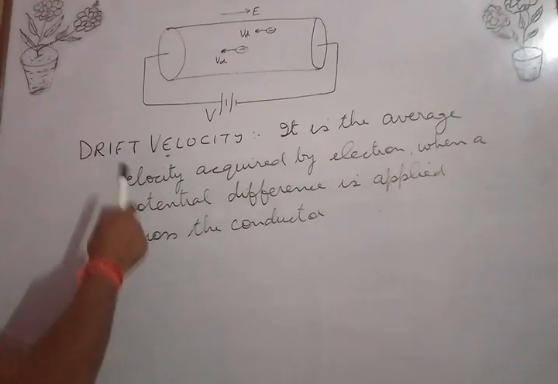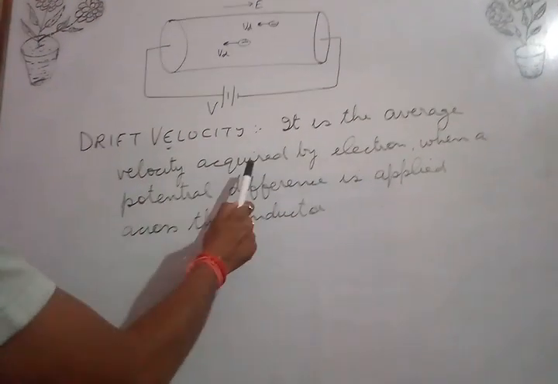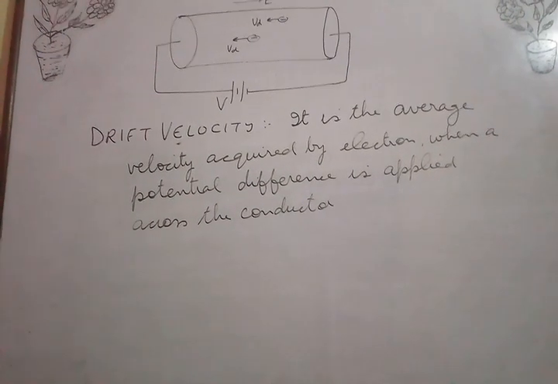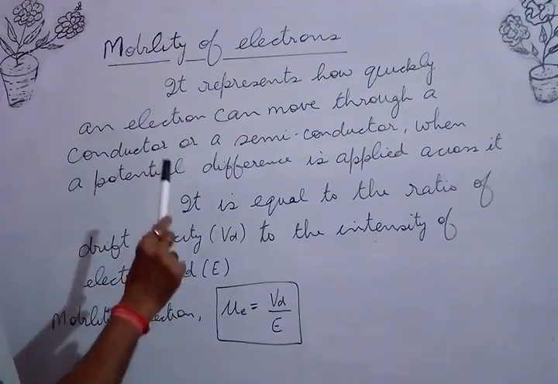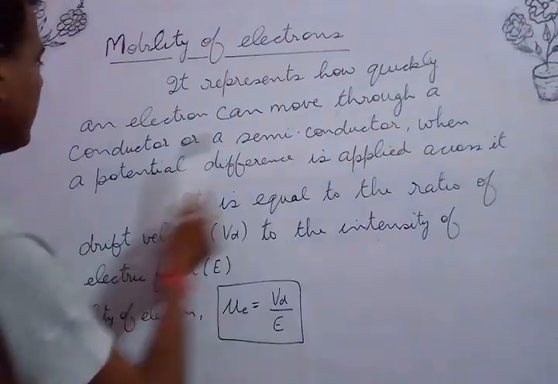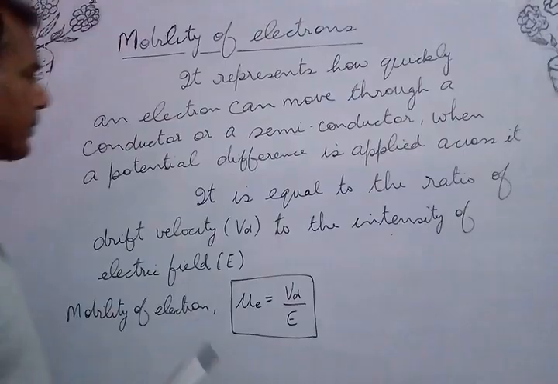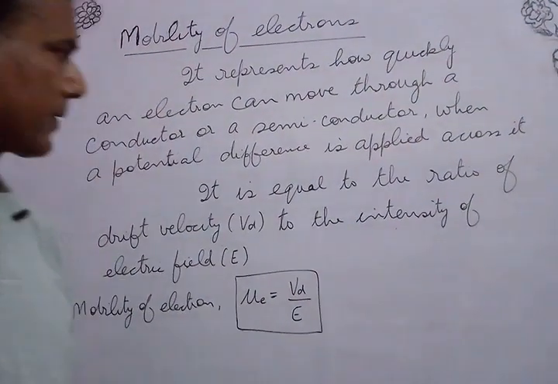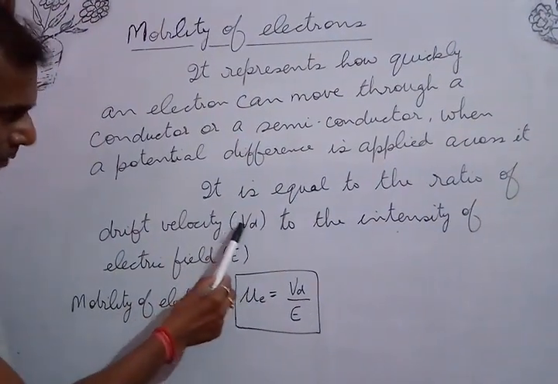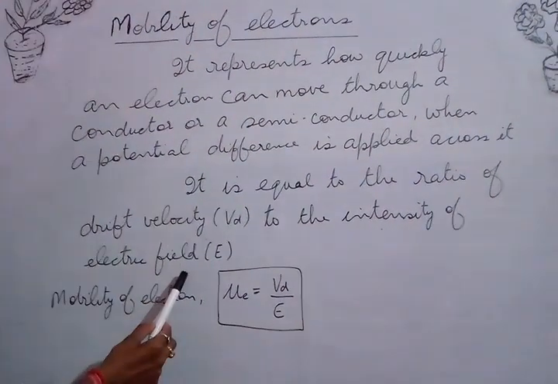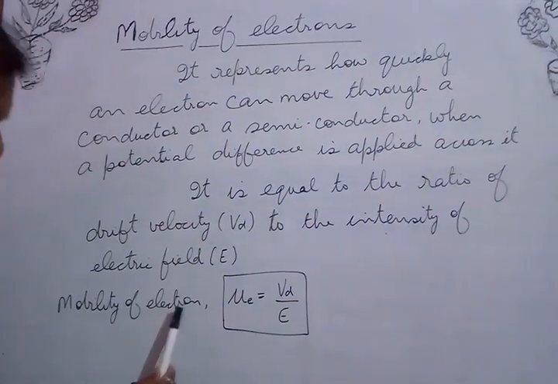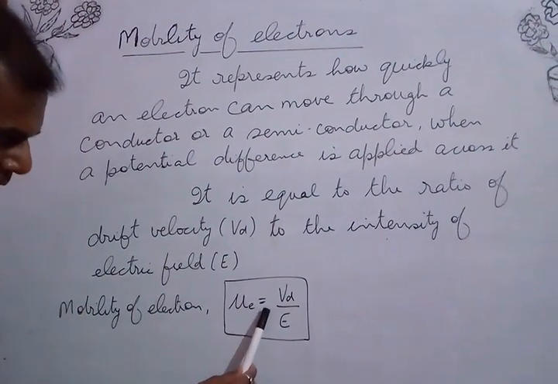Now, how to define drift velocity? Drift velocity is the average velocity acquired by electrons when a potential difference is applied across the conductor. Mobility of electrons represents how quickly an electron can move through a conductor or a semiconductor when a potential difference is applied across it. It is equal to the ratio of drift velocity Vd to the intensity of electric field. So mobility of electron, represented by mu e, is equal to Vd upon E.